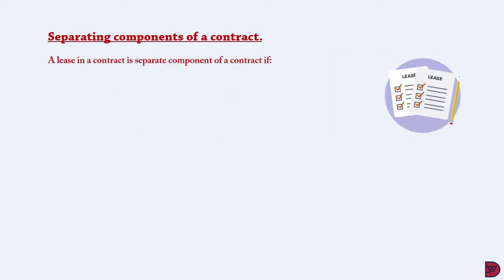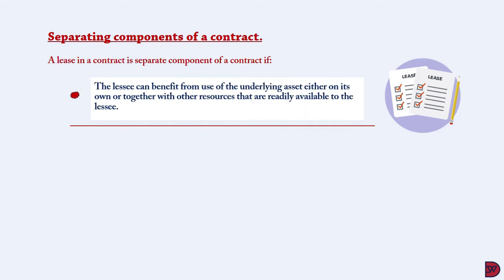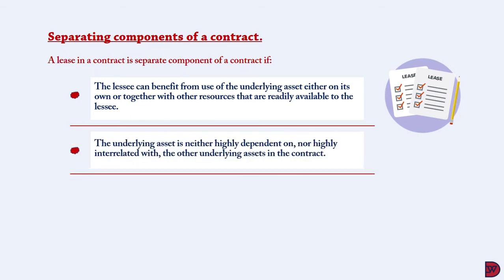Let's now move on to discuss separating components of a contract. Now, a lease in the contract is separate from other leases if both of the following criteria are met. The lessee can benefit from the use of the underlying asset either on its own or together with other resources that are readily available to the lessee. And secondly, the underlying asset is neither highly dependent on nor highly interrelated with the other underlying assets in the contract.